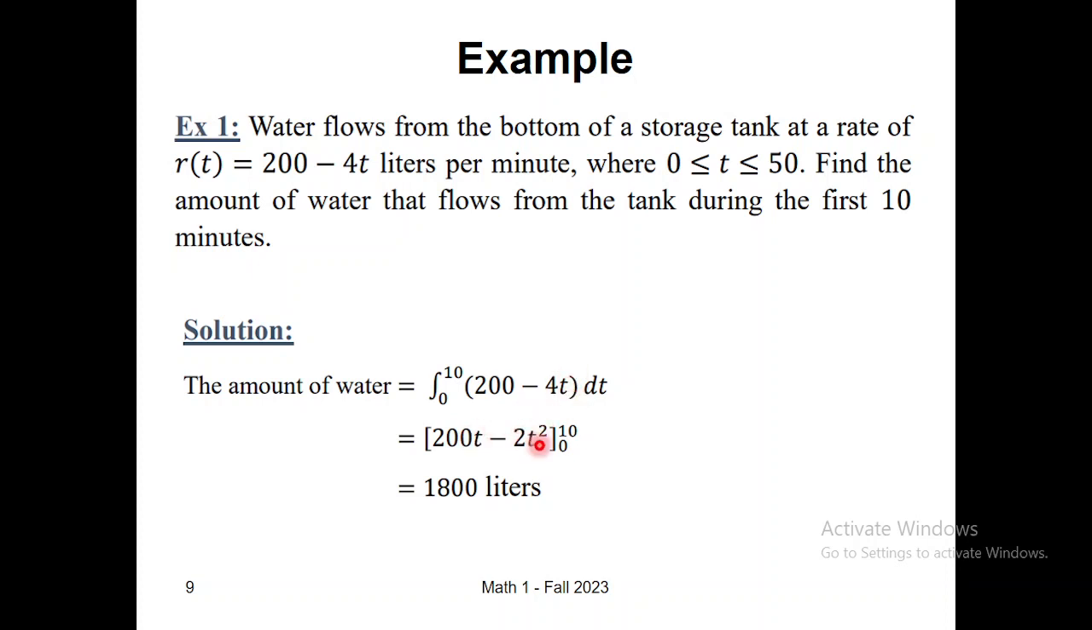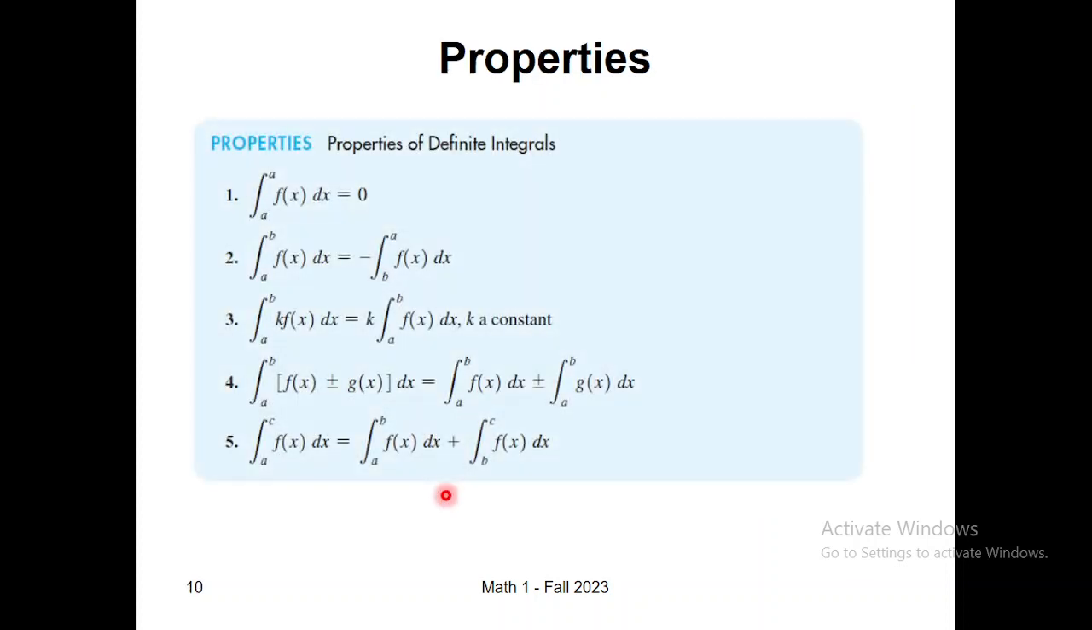So it is 2t squared. Now we substitute with t equal 10, substitute with t equal 0, and take the difference to find this final answer. Also, definite integration based on its definition and based on describing it as the area under the curve have many interesting properties. Now, if the integration is from a up to a, clearly it will be 0, because in this case we have an area of 0.